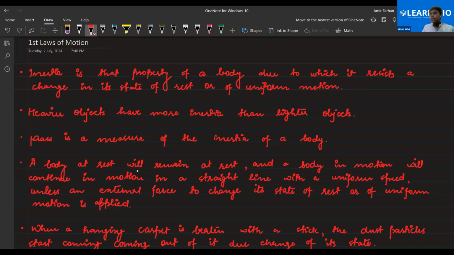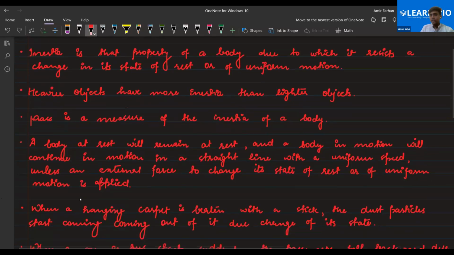So unless an external force is applied on the body, it will not change its state. Clear, everyone? So this is the first law of motion statement.